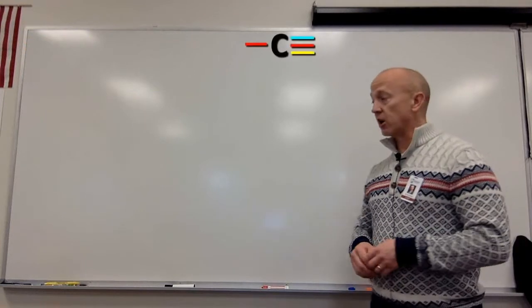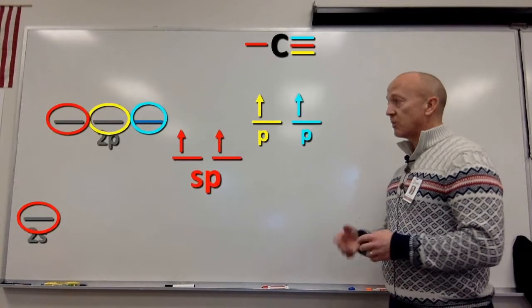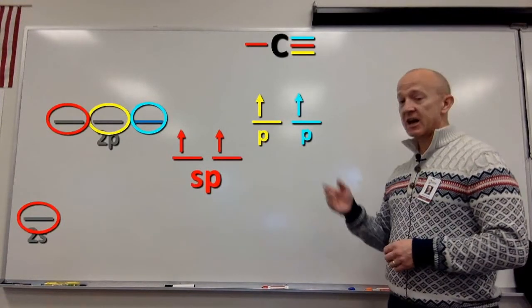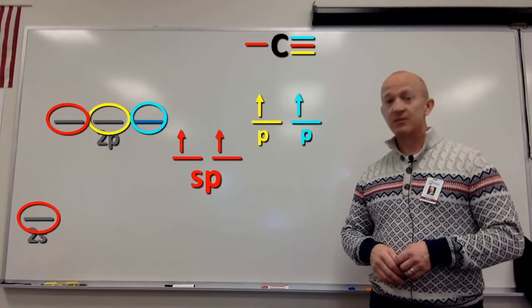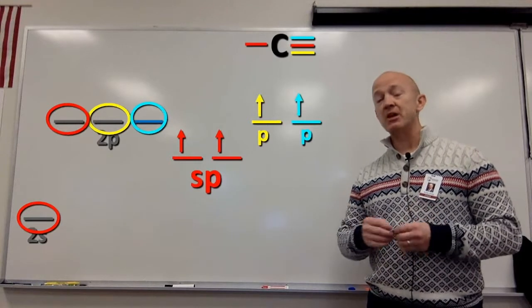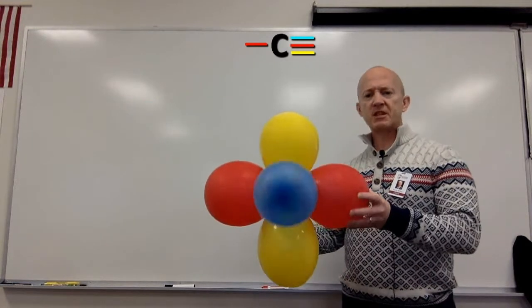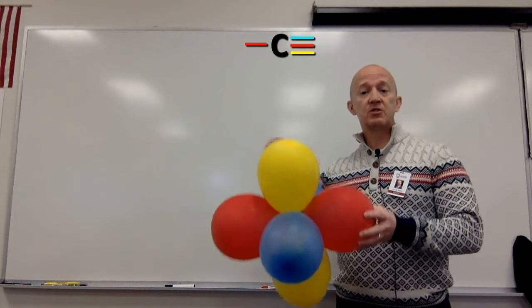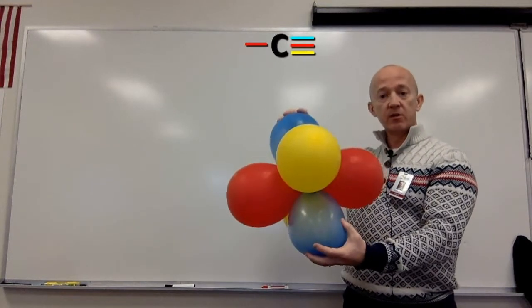Let's see what happens though when carbon forms 2 sigma bonds and 2 pi bonds. In this case, carbon only needs to hybridize 2 orbitals. It will hybridize one of the s orbitals and one of the p orbitals, forming, you guessed it, 2 equal energy sp orbitals, with 2 p orbitals being left over in the process. We'll represent it with these balloons. In this case, the red balloons represent the 2 hybridized sp orbitals. Then you have a leftover p orbital in yellow and a leftover p orbital in blue.